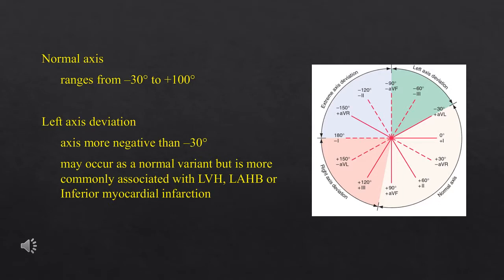Normal axis means your vector is between negative 30 degrees to positive 100. So that is normal. Left axis deviation means your axis is more negative than negative 30 degrees. This can be a normal variant, but it is more commonly associated with left ventricular hypertrophy, left anterior hemiblock, or inferior myocardial infarction.